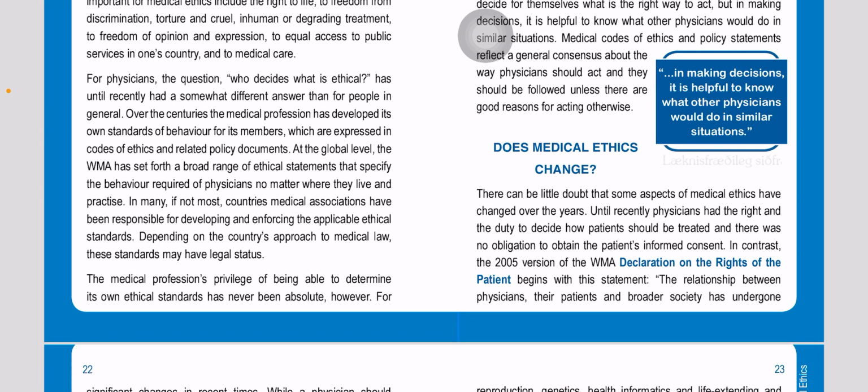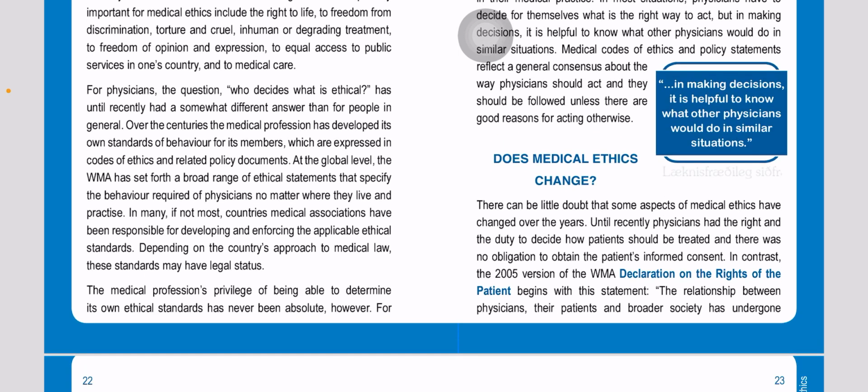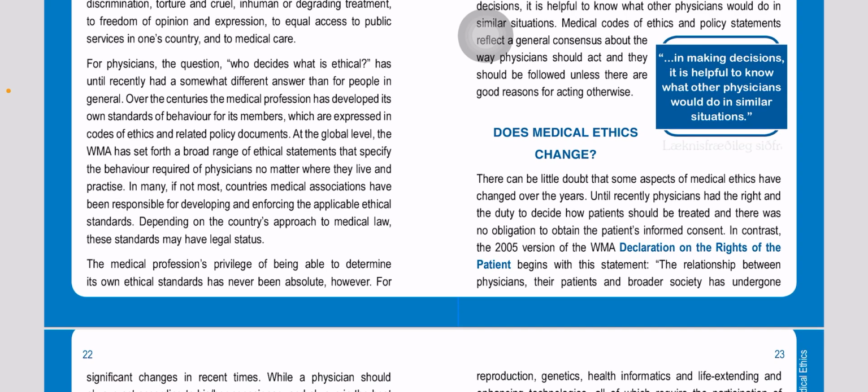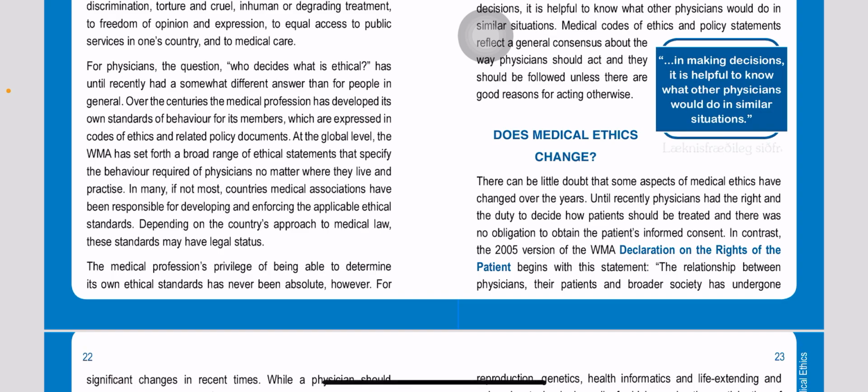So, it has until recently had a somewhat different answer than for people in general. Over centuries, the medical profession has developed its own standards of behavior for its members, which are expressed in the codes of ethics and related policy documents. Like what I said earlier, there are similar principles which are common to all countries, class.